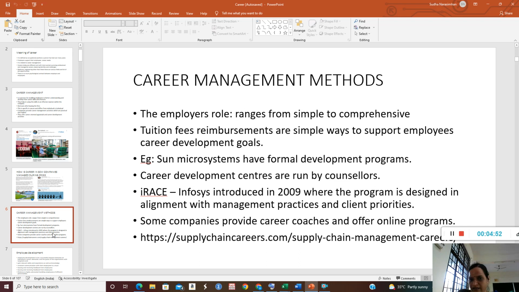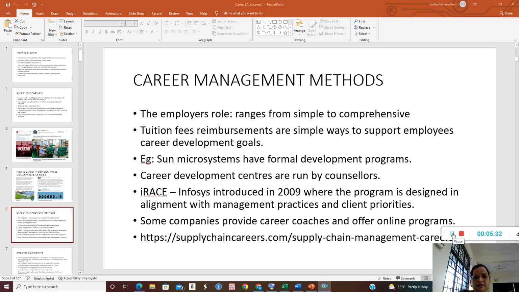Sometimes they are given sabbatical leave also, which is a paid leave, where they can go to the universities, to the place where they can continue their education and come back, and based on that, performance appraisals are also provided. In continuation with tuition fee reimbursement, companies like Sun Microsystems have adopted this, and they have also adopted formal development programs. Career development centers are also run by counselors on behalf of the organization.